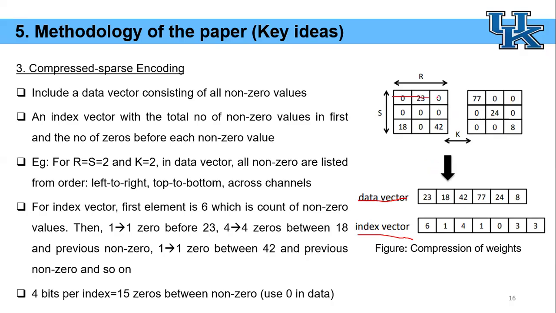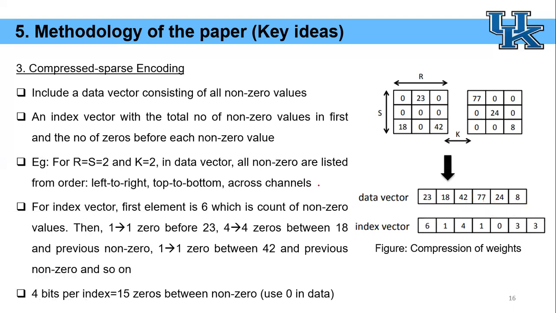We just go from left to right and then top to bottom. So we go from here to here and then here to here, then switch again and follow this route, right? And then we list all of the non-zero values. And we have another vector called the index vector. In the first index, we have the number of non-zero values, that's 1, 2, 3, 4, 5, 6, or 6, right? And then we relate each of those non-zero values to a given index.